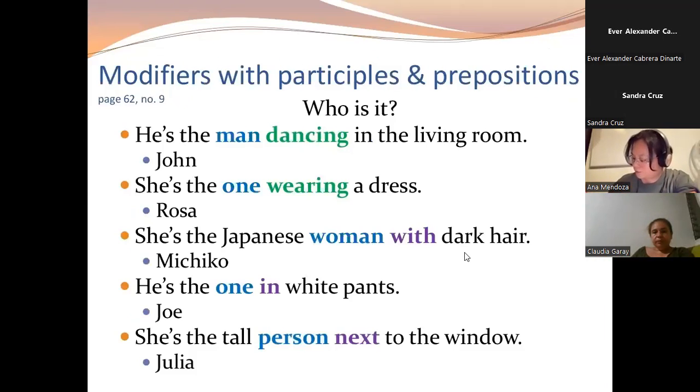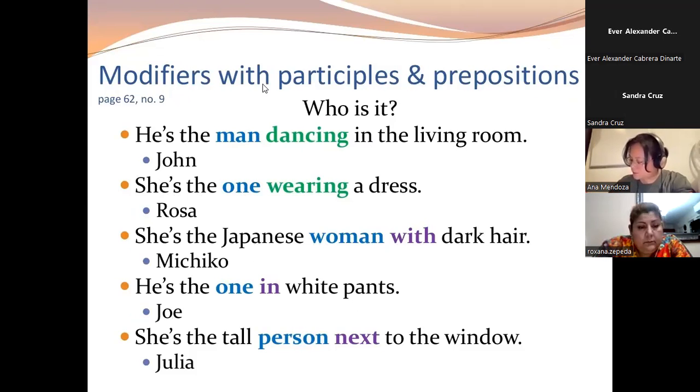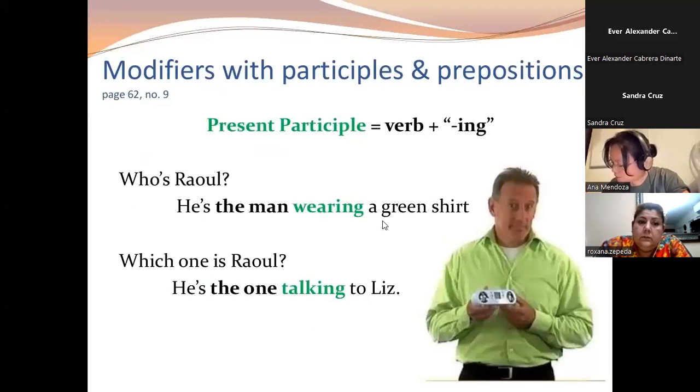Thank you, Lorena. Now, guys, we have here, right? So, who is it? John, he's the man dancing in the living room. She's the one, Rosa, wearing a dress. She's the Japanese woman with dark hair, Michiko. He's the one with white pants, Joe. Okay, like this one. You see, guys? So, remember that we can use participles or prepositions when we are describing people, right, guys?